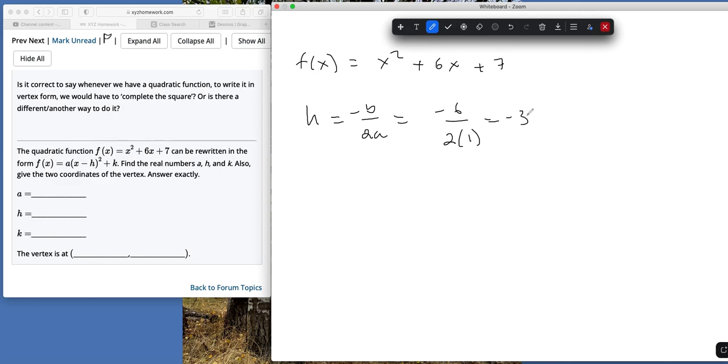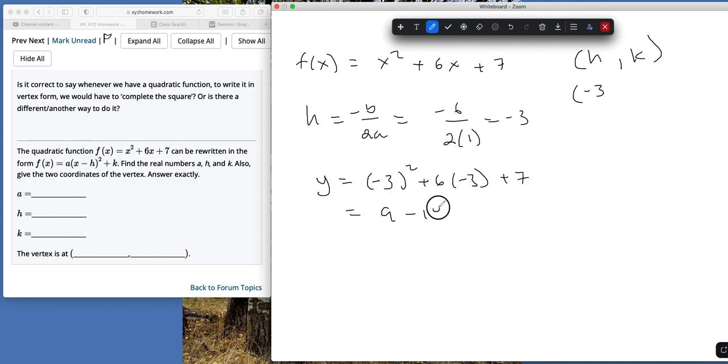Then to find the y-coordinate, I'm looking for h comma k, right? I got the negative 3, so to get the y-coordinate that goes with it, I'm just going to plug it right back in here, and that will get me its corresponding y. So negative 3, careful to do that quantity squared because that makes it positive 9, because you're really saying negative 3 times negative 3. A really common spot for an error. Negative 3 here and plus 7. So that would be 9 minus 18 plus 7, which is 16 minus 18, so negative 2. That gives me a k of negative 2.